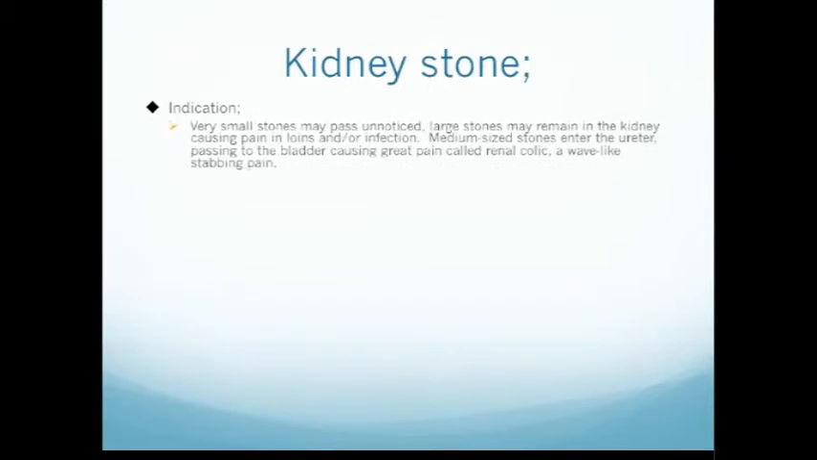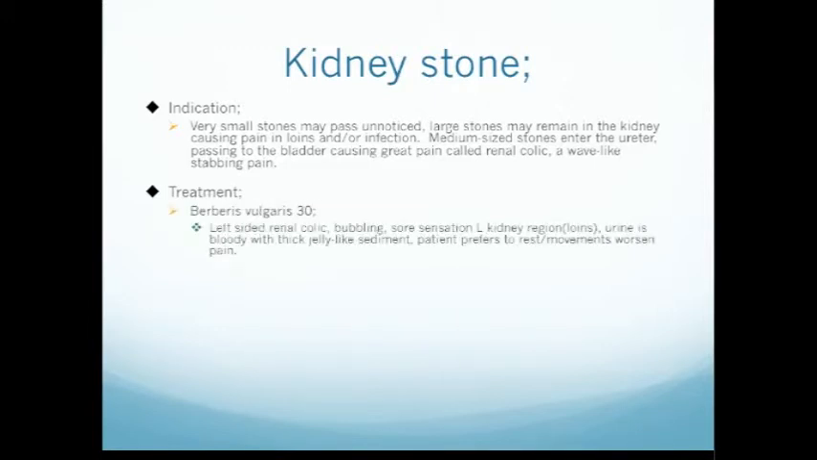Kidney stones. These are very small stones that may pass unnoticed, but usually the larger stones and even the small ones may remain in the kidney or slowly pass down the ureters, causing pain in the loins and a propensity toward infection. Medium-sized stones may enter the ureter, passing to the bladder, causing great pain called renal colic, a wave-like stabbing pain. Berberis vulgaris 30 is good for left-sided renal colic with bubbling sore sensation in the left kidney region and loins. The urine may be bloody with a thick jelly-like sediment.